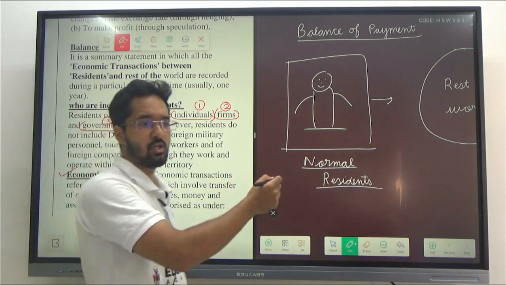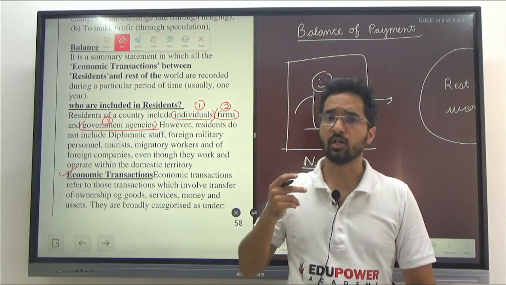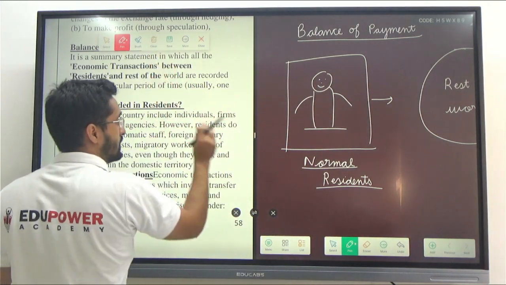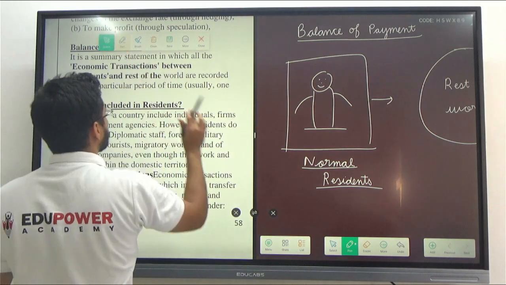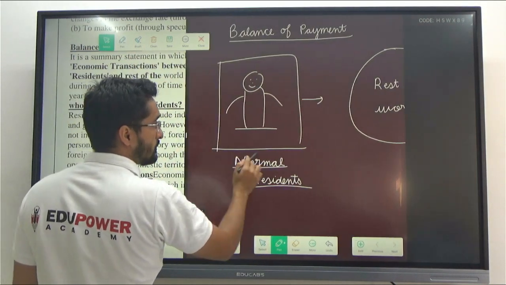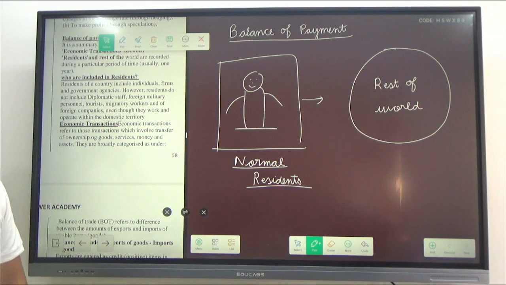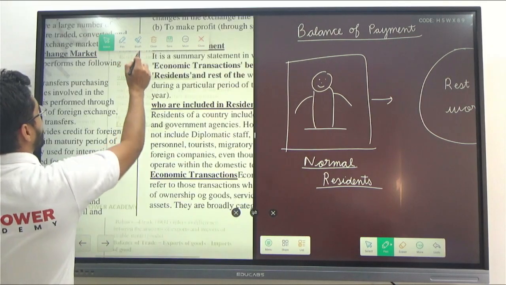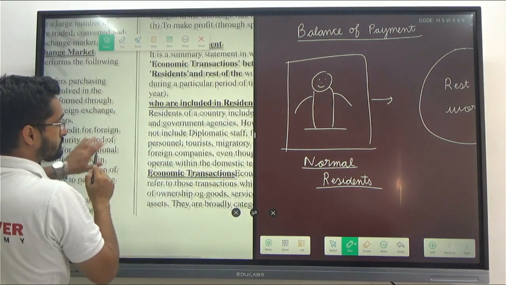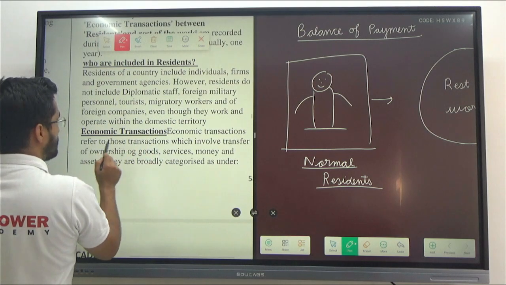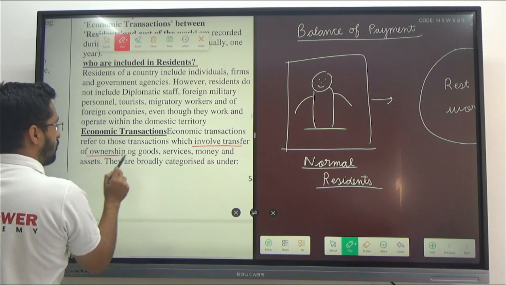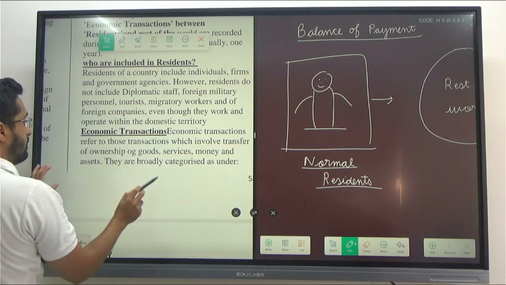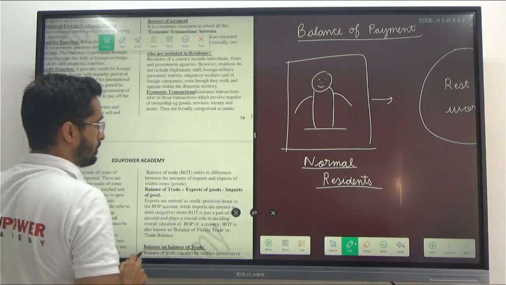So, we have already studied that economic transactions mean any kind of transaction done between this person and the rest of the world. Economic transactions are those transactions which involve transfer of ownership of goods, services, money and assets. So, they are called economic transactions.